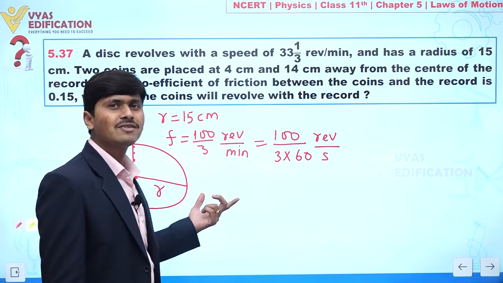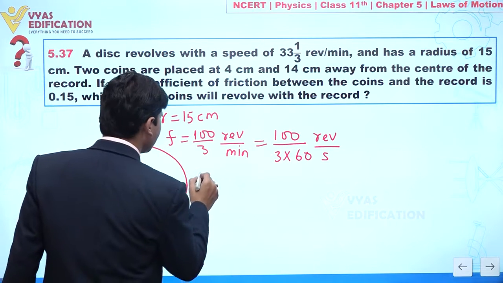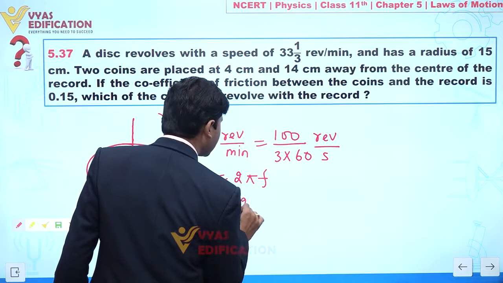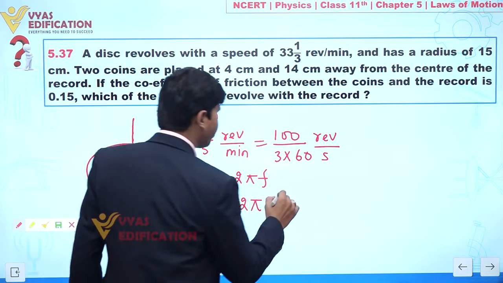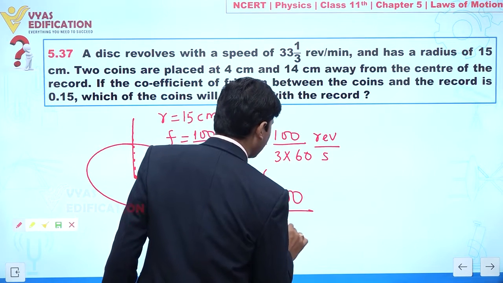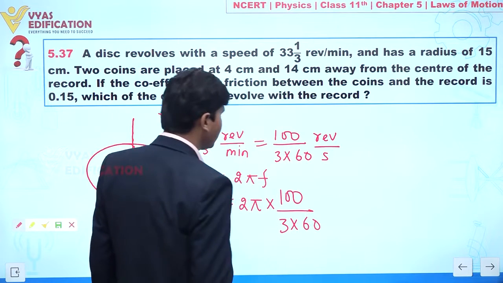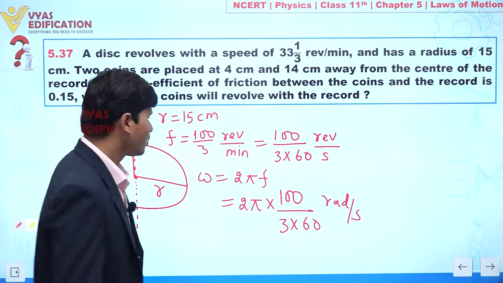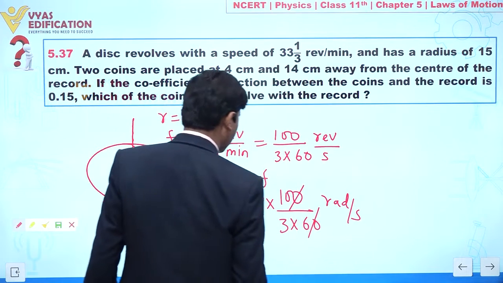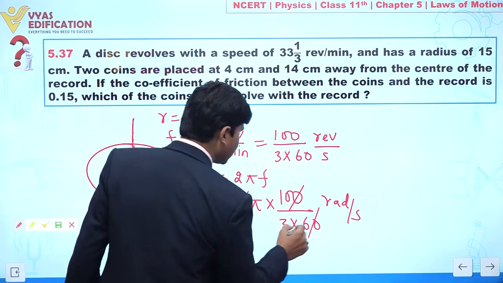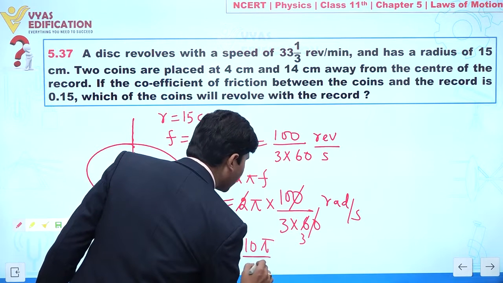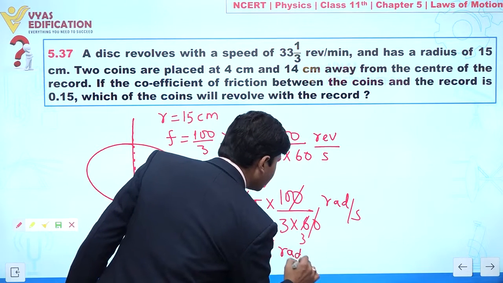Now can we calculate omega from here? Yes, we can say omega is given by 2 pi f. So 2 pi, the value of f is written as 100 divided by 3 into 60. Now we are getting the value in radian per second. So from here this one and this one cancel out, and this one is 3. So we are getting 10 pi by 9, and this is radian per second.